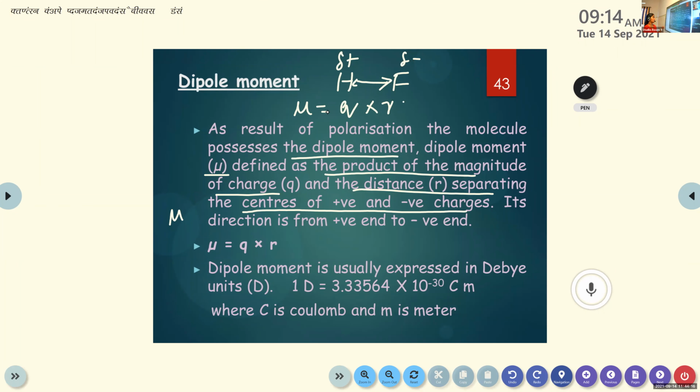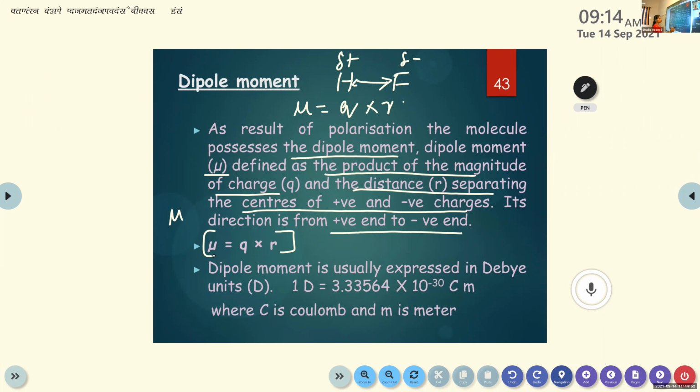Okay, dipole moment mu is defined as the product of the magnitude of charge Q and the distance separating the centers of positive and negative charges. Its direction is always from positive end to negative end. We can learn the equation: mu equals Q into R. Q is the magnitude of charge, and R is the distance separating the positive and negative centers.